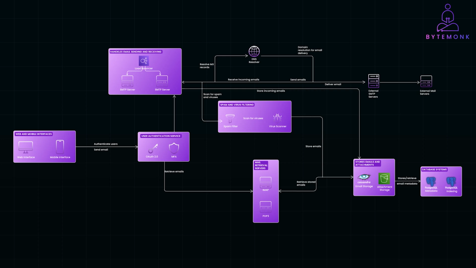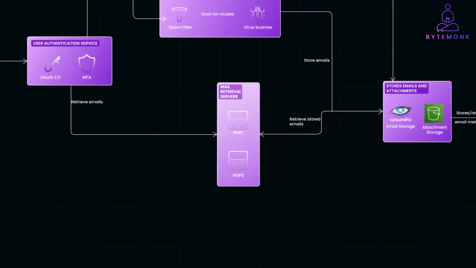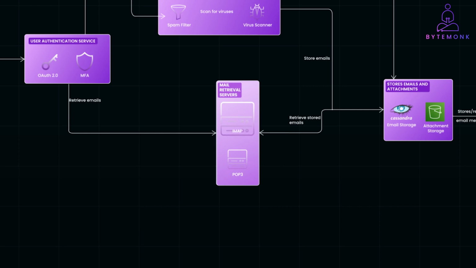Once emails are on the server, we need a way for users to access them. That's where mail retrieval servers come in, using protocols like IMAP and POP3. Like we have seen before, IMAP keeps emails on the server, making it ideal for users who access email from multiple devices. POP3, on the other hand, downloads emails to a device and often deletes them from the server afterwards. Like SMTP servers, IMAP and POP3 servers are deployed behind load balancers to manage high traffic. The setup keeps things responsive, even with a larger user base.